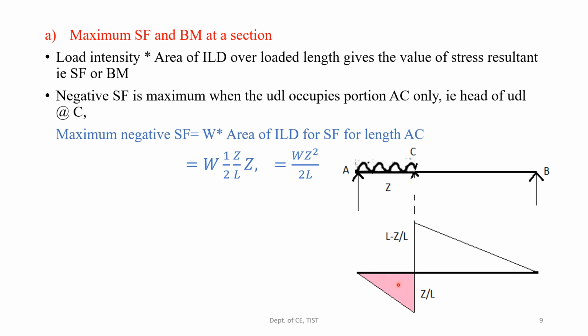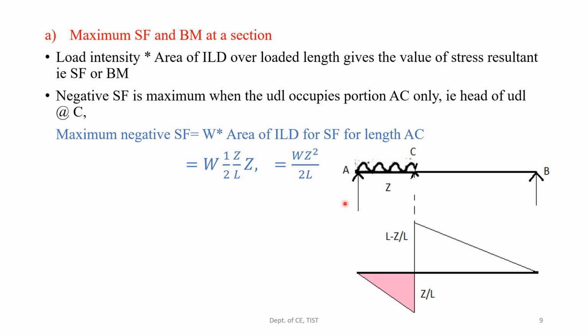So here you can see a triangle in which the base is Z by L and the height is Z. So just find the area of this triangle, that is half into Z by L into Z, and that into W will give the value of maximum negative shear force, and that's equal to W Z square divided by 2L. Okay, so that's about maximum negative shear force.